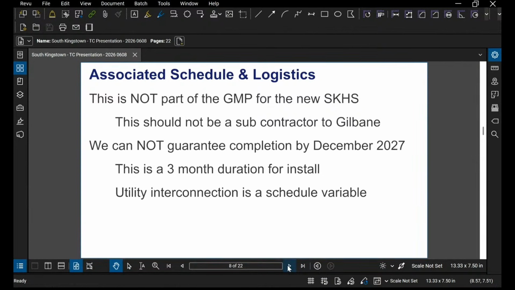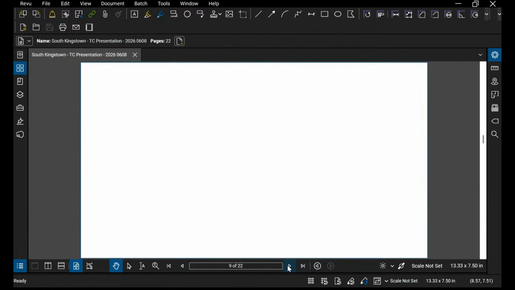We expect a 3-month duration for the installation, but more critical would be the amount of time for the utility to do its interconnection and complete the system and make it operational. Therefore, we think this would be a third-party entity that would come in and do the installation after you have possession of the building, certainly be able to complete before the 2030 timeline.